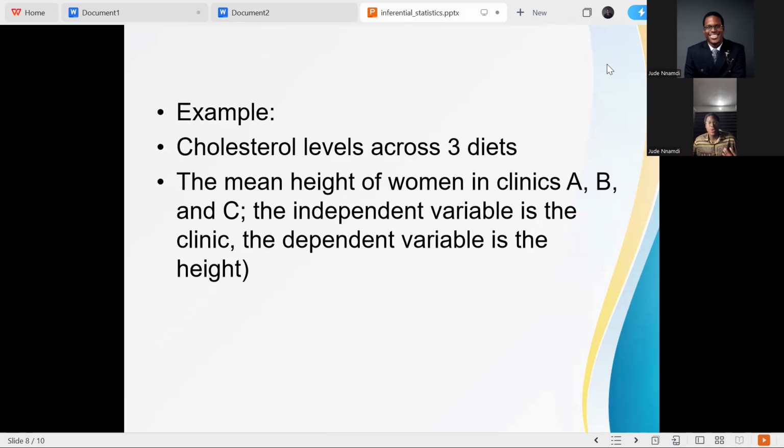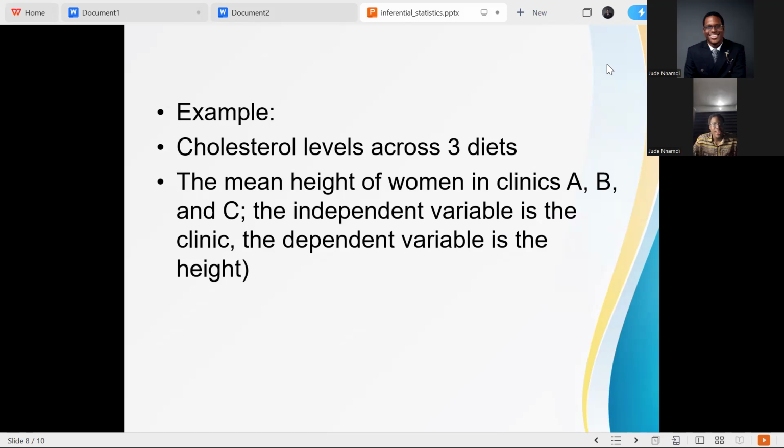The same thing applies to measuring the mean height of women in clinics A, B, and C. Clinics A, B, and C are 3 different groups. You want to know if the height of women varies across these 3 groups. You have to use ANOVA because the height of women is something that we can measure. It's a numerical variable, and there are 3 different groups. So ANOVA fits the bill in this case.